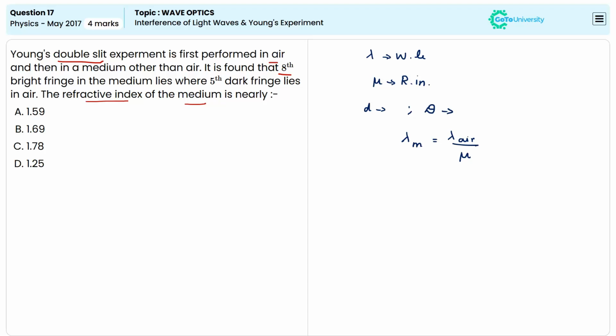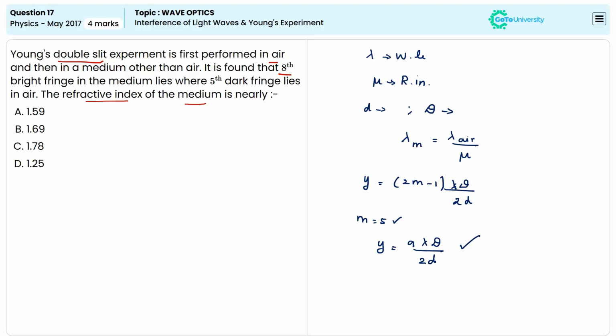It's known that the position of the dark fringe can be written as (2n minus 1) lambda D divided by 2d. In the question, it's given that the fifth fringe is dark, so here we can write n as 5. So y, the position of the dark fringe, will be equal to 9 lambda D divided by 2d. This is our dark fringe value.